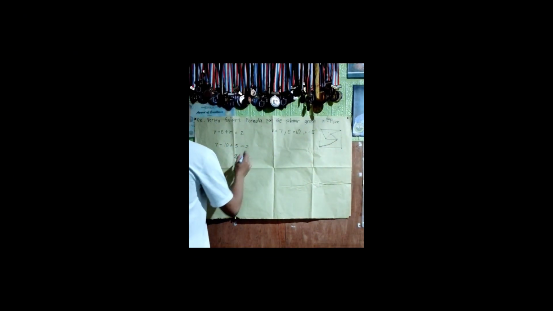So, 7 minus 10 plus 5 is equal to 2. So, 7 minus 10 is negative 3. So, plus 5 is equal to 2. So, ma-prove na nato nga ang kaning graph is a planar graph. So, proceed ta sa laing example. Another example.